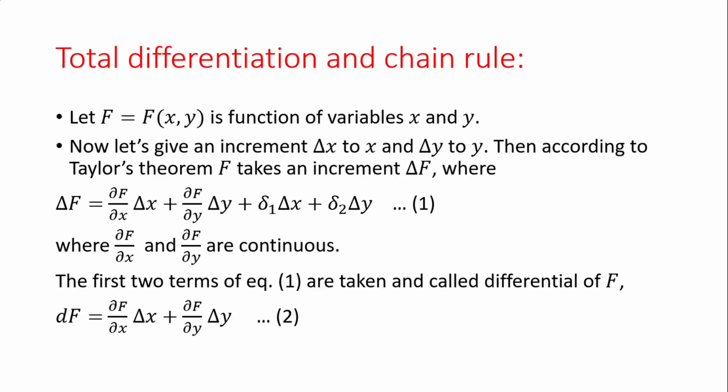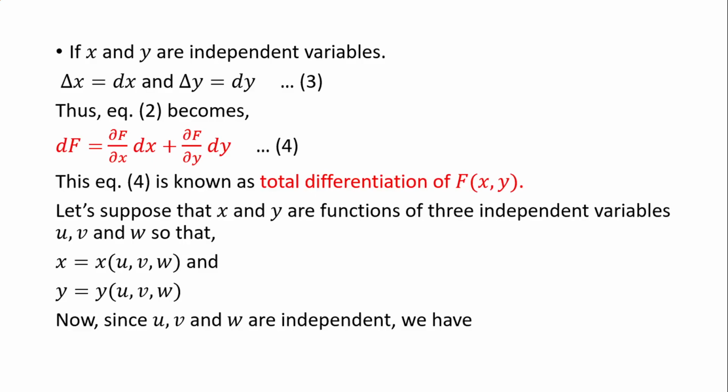Now if x and y are independent variables, we can write Δx equal to dx and Δy equal to dy, and thus by replacing Δx with dx and Δy with dy, equation 2 now becomes df equal to ∂f/∂x dx plus ∂f/∂y dy, and this equation 4 representing df in terms of ∂f/∂x and ∂f/∂y is known as the total differentiation of f(x, y). So the total differentiation of f(x, y) is df equal to ∂f/∂x into dx plus ∂f/∂y into dy, as expressed by equation 4 on this slide.